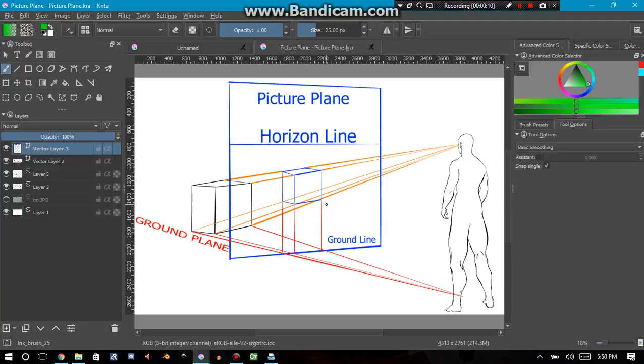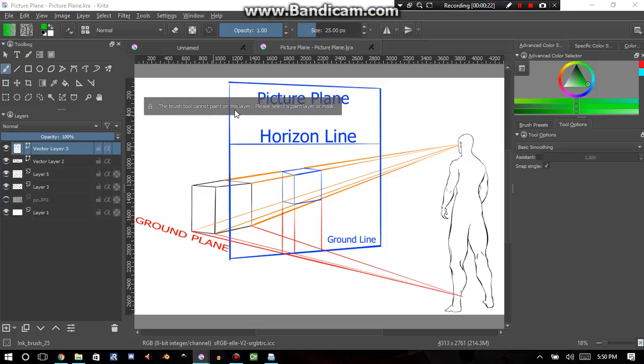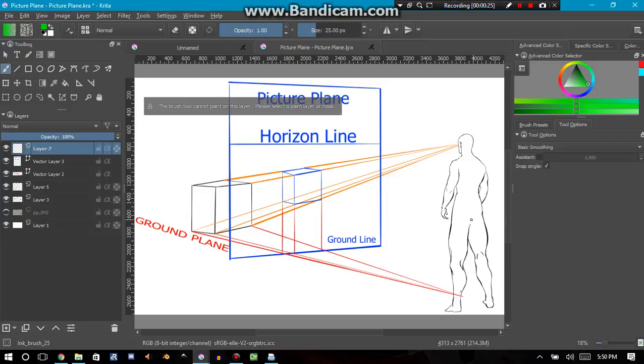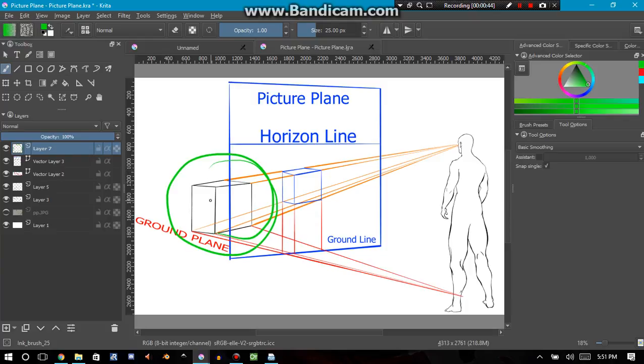This is just a visualization, something that you should use to visualize as you're drawing in perspective, okay? So this is a representation of you, basically right here, this little character right here. And you're standing here and you're looking right at this square right here.